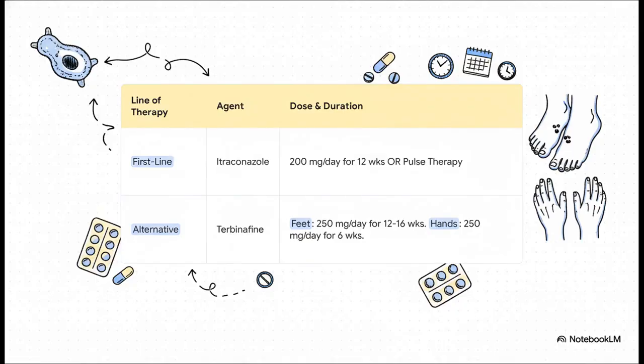Now, watch what happens if the causative agent is a non-dermatophyte, specifically a yeast. The treatment hierarchy completely flips. Itraconazole now becomes the first-line agent, using either that continuous or pulse therapy dosing we just covered. Terbinafine gets bumped down to the alternative position with the exact same location-dependent durations as before, 12 to 16 weeks for the feet and 6 weeks for the hands.